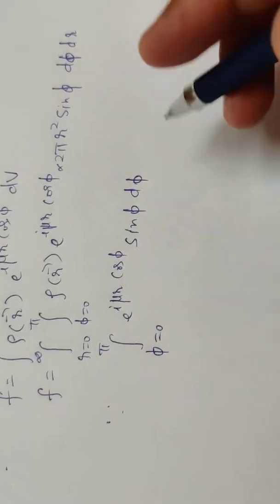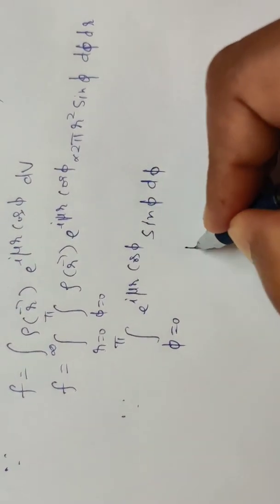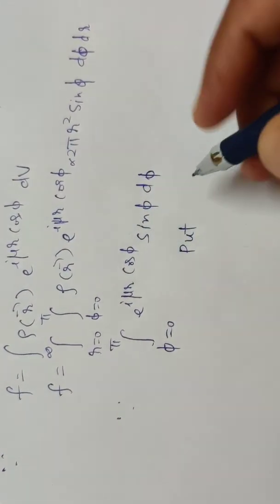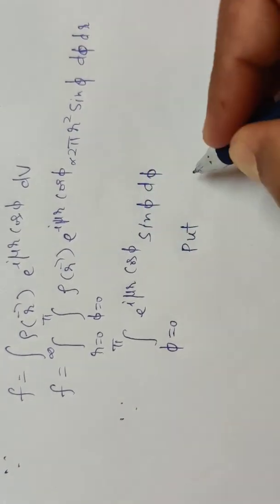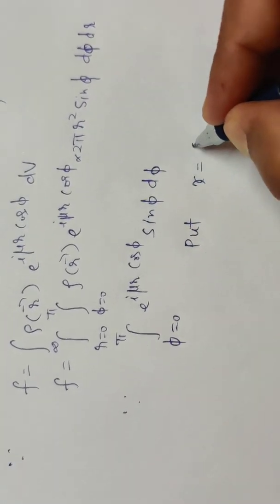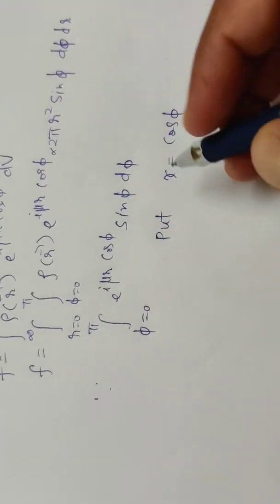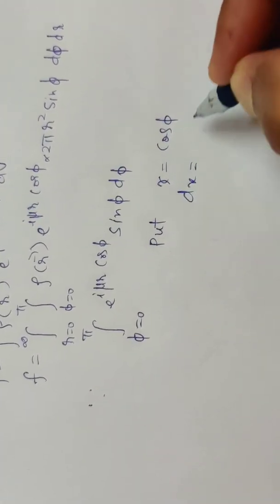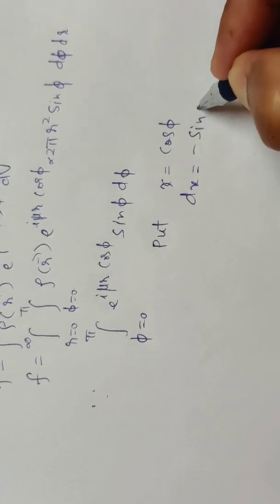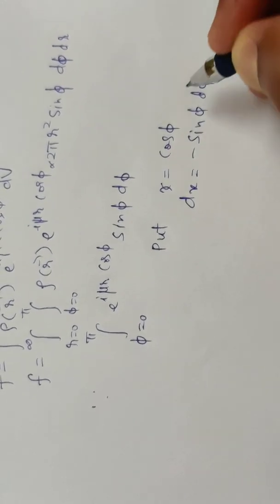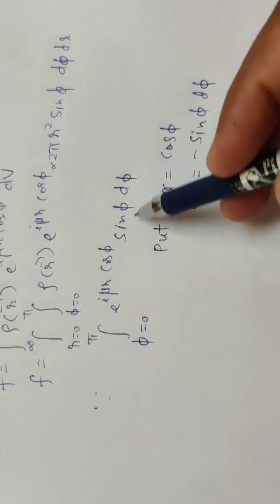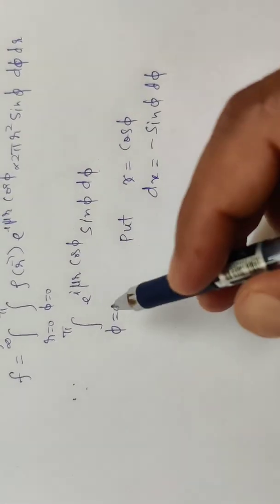So now to solve this integral, put x is equal to cos phi. Cos phi को हम x पुट करेंगे. So therefore dx will be minus sin phi d phi. So this will be minus dx. So now अब लिमिट भी एक्सचेंज करेंगे.